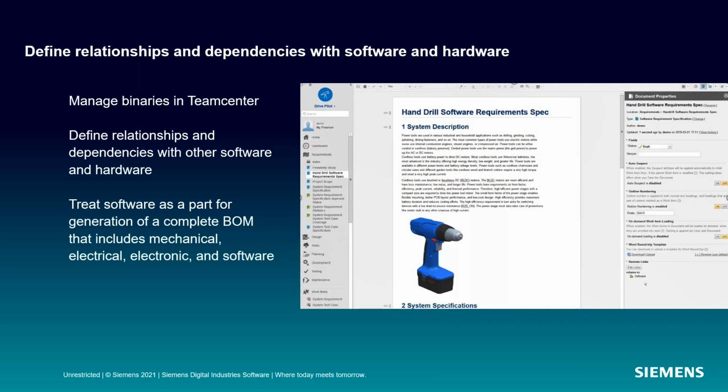Software design is essential to many products, and that's why Teamcenter is integrated with our own Polarion application lifecycle management product to manage the whole software lifecycle. In Teamcenter, cross-domain development teams can manage the software binaries and incorporate them into the product bill of materials, as well as link any other associated software artifacts with the electronic control units, the ECUs, and it also manages all the hardware and software dependencies.